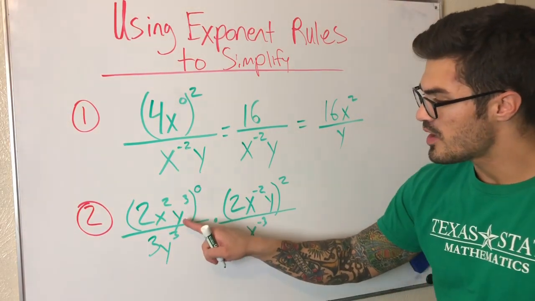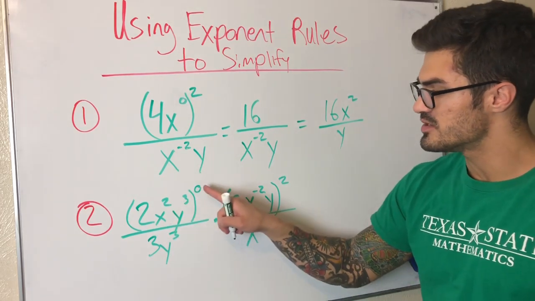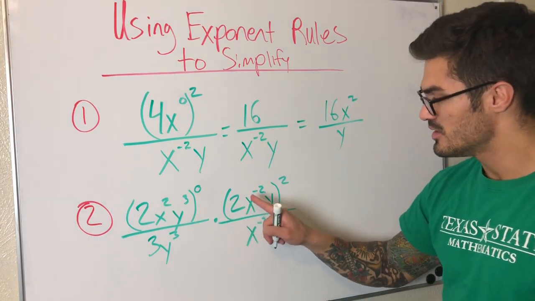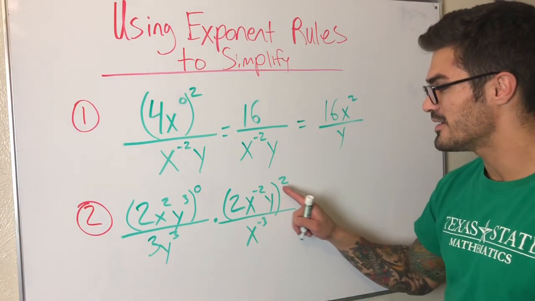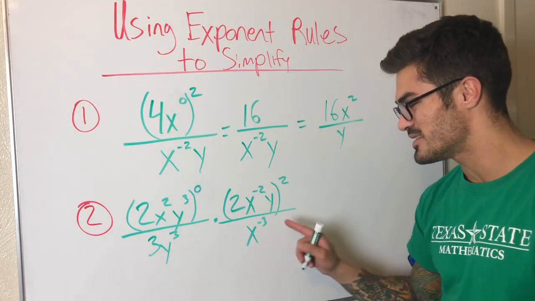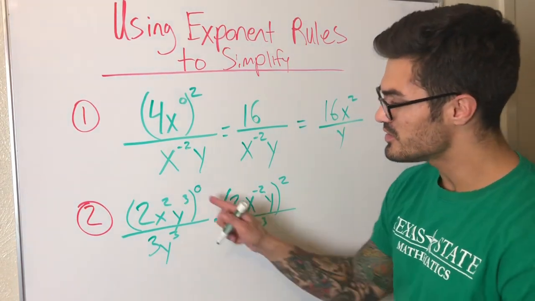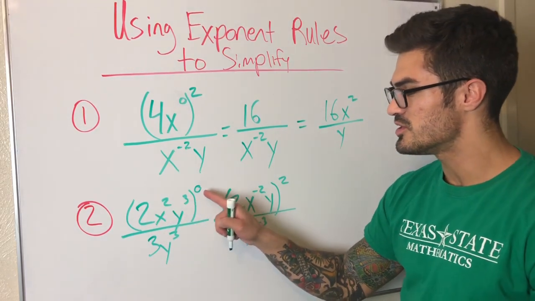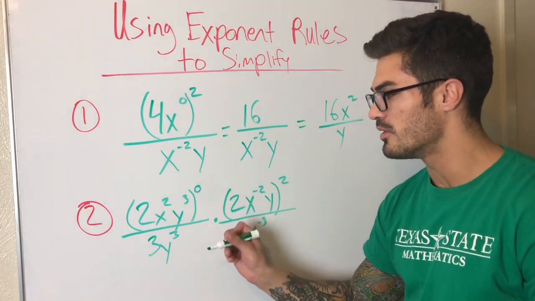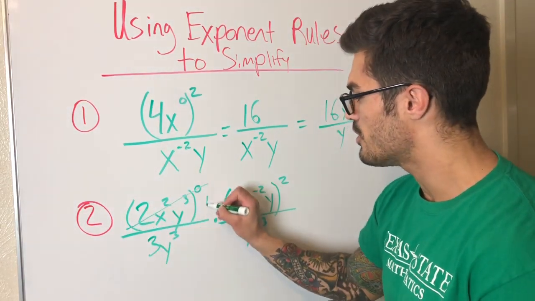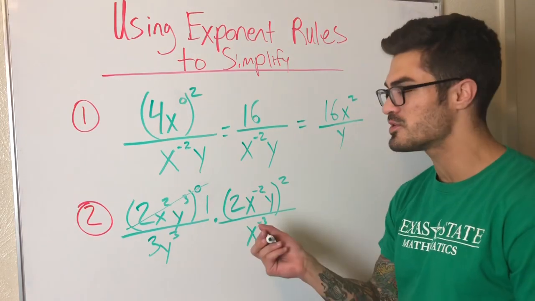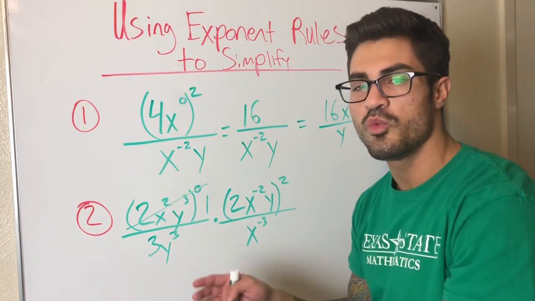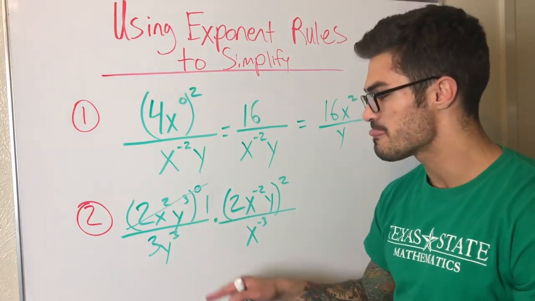2x squared y cubed, and the whole thing is being raised to the 0 power, over 3y cubed, and this is times 2x to the negative 2 y, and that whole thing is squared, over x to the negative third. So a bit of a doozy, but let's look at this part first. We have 2x squared y cubed to the 0 power. So we have something to the 0 power, so I can really just cross this out and write 1. Anything to the 0 power is 1. Even if it's a bunch of stuff, it can be 10 different variables, or it can just be 1 to the 0 power. It's still just 1.